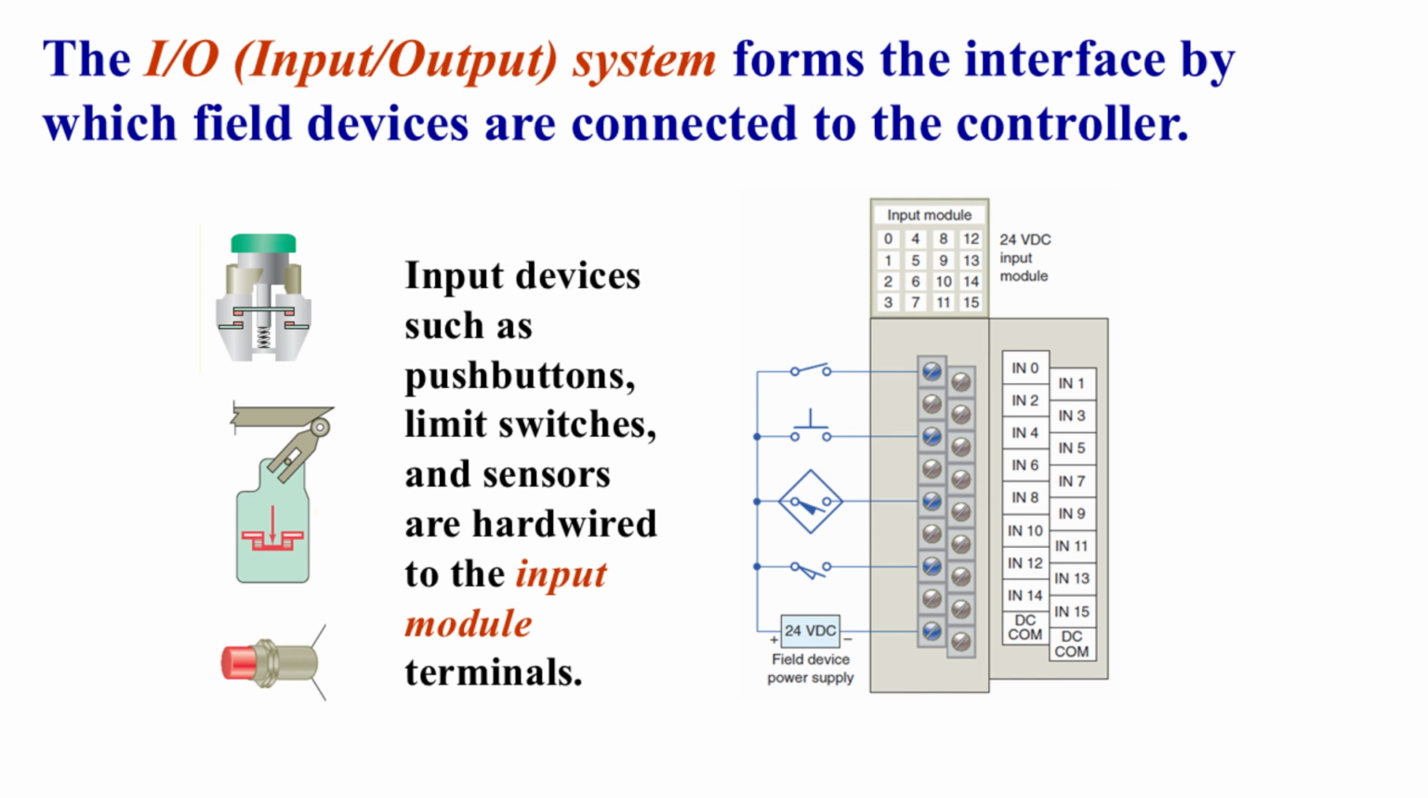Input devices, such as push buttons, limit switches, and sensors are hardwired to the input module terminals. When an operator presses a push button or a sensor detects an object, the input module converts that electrical signal into a logic signal the CPU can understand. Inputs are usually either discrete, on-off signals, or analog, variable signals such as temperature or pressure. Think of inputs as the senses of the PLC, like our eyes, ears, and touch.